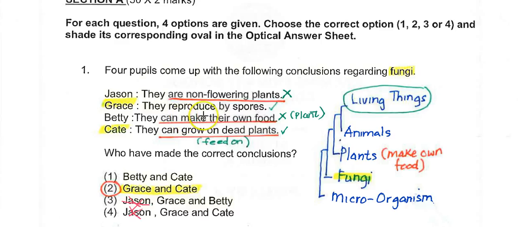Produce spores, correct. So anyone with Grace, correct. Over here, all right, so Betty is wrong. Once you have Betty is wrong, the answer is 2 straight away. This one, no problem. They feed on dead plants, or they grow and feed on dead plants or dead animals also. That's where they get the food. Okay, let's carry on. Next one.